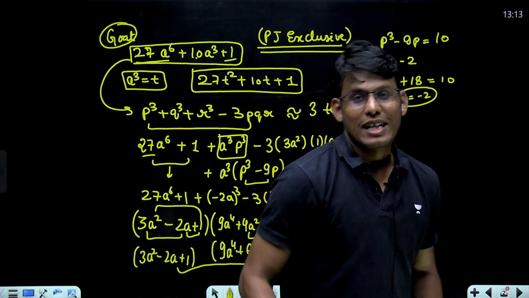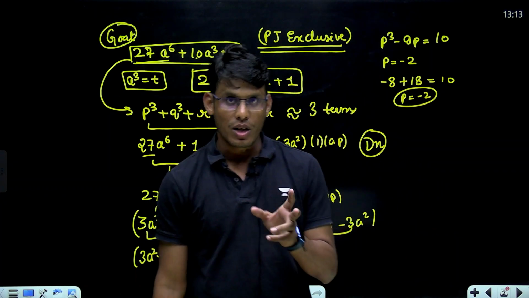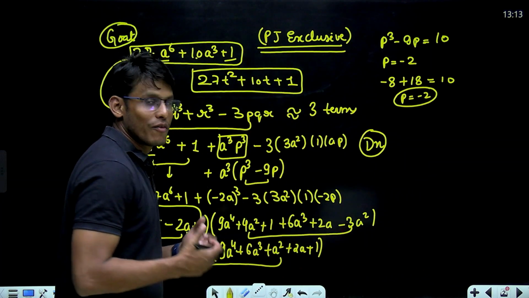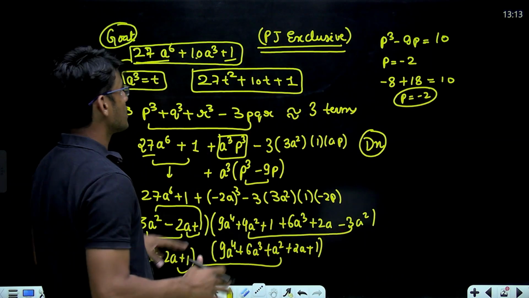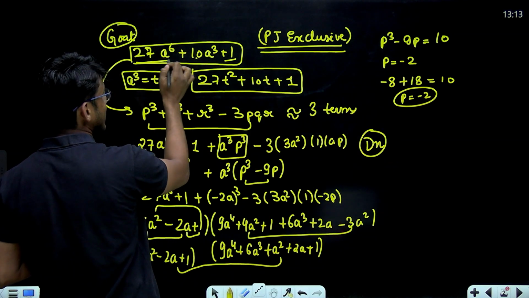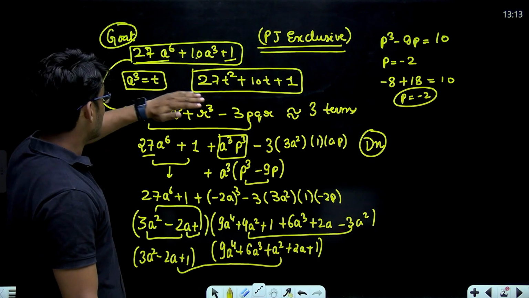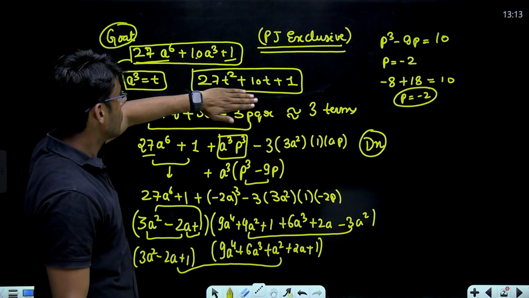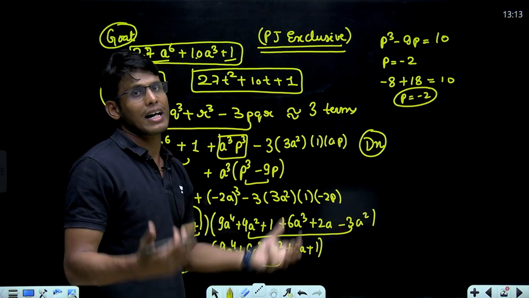Yes, so I hope you have tried it enough. So I have written the solution. Meanwhile, there was some disturbance, and obviously the video quality has improved a lot now. First of all, it is a PJ exclusive. Like I said, 27a to the power 6 plus 10 a cube plus 1. Now, one way to look at it is, if you assume a cube to be t, then you make a quadratic, but it is not factorizable at all.